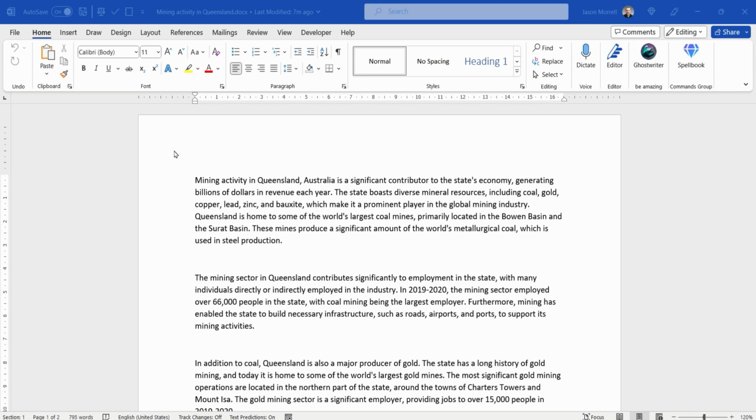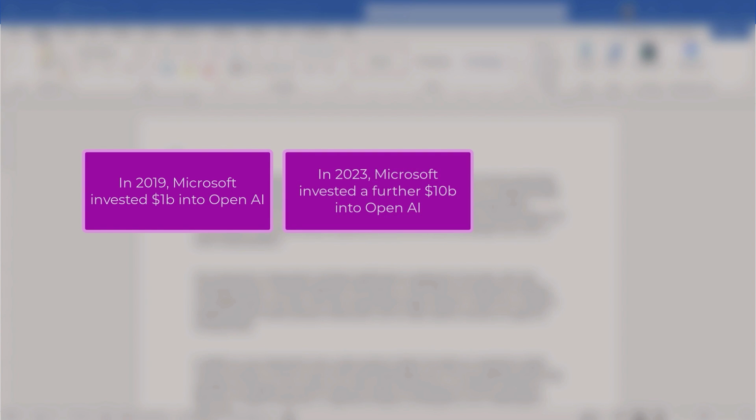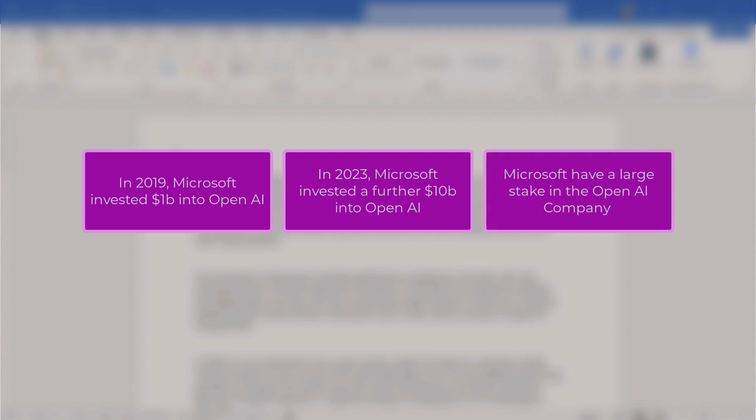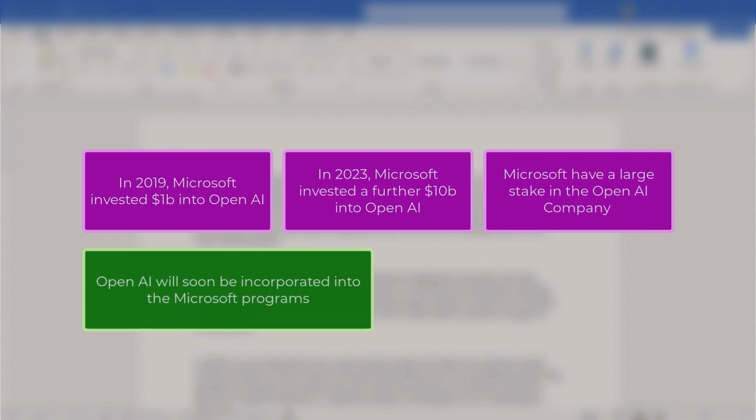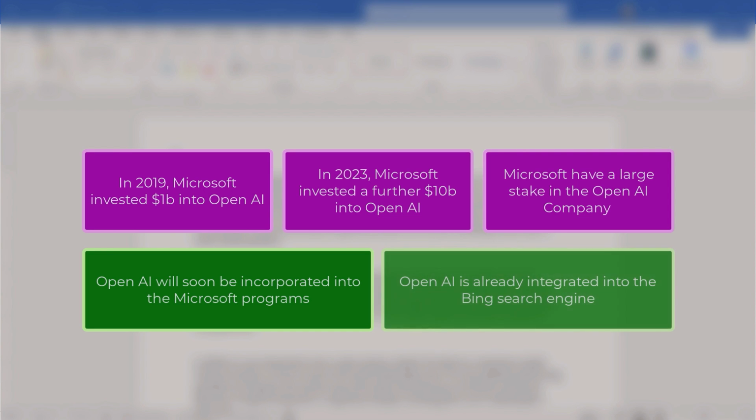Now, just to wrap up this video, I thought I'd show you how to directly integrate ChatGPT into Microsoft Word. Now, it's not part of standard Microsoft Word at this point, although Microsoft initially contributed $1 billion to the investment of OpenAI back in 2019, and in 2023, they invested a further $10 billion into the OpenAI technology and actually own a good chunk of that company now. So it won't be long before ChatGPT is actually part of all the Microsoft Office programs. In fact, it's already part of Bing. The Bing search engine incorporates the ChatGPT functionality.